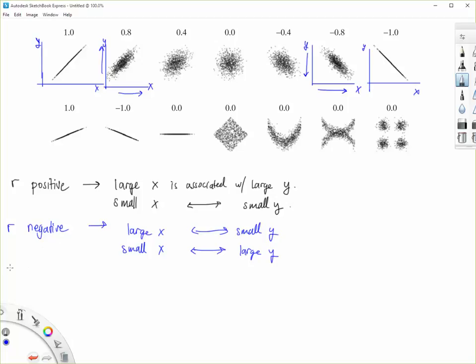Regarding R strong versus weak, meaning R is close to 1 or -1, that means the variation in x explains a lot of the variation in y. Okay.